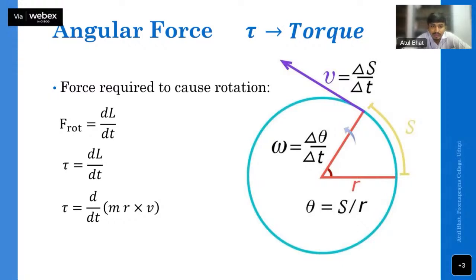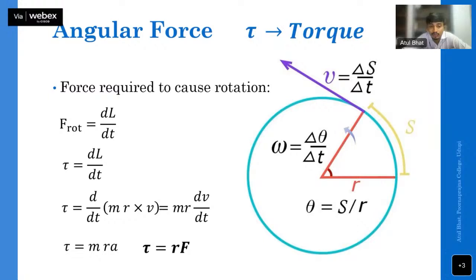When an object is rotating, its mass is a constant, its radius is a constant, only its velocity is going to change. So d by dt is only going to act upon velocity, and mass and radius can be taken out. So m r into dv by dt. dv by dt is what? Rate of change of velocity, which is nothing but acceleration. So I've got tau is equal to m into r into a, and m into a is F. F is equal to ma, the formula you all know. So m into a will become F, therefore tau is equal to r into F.